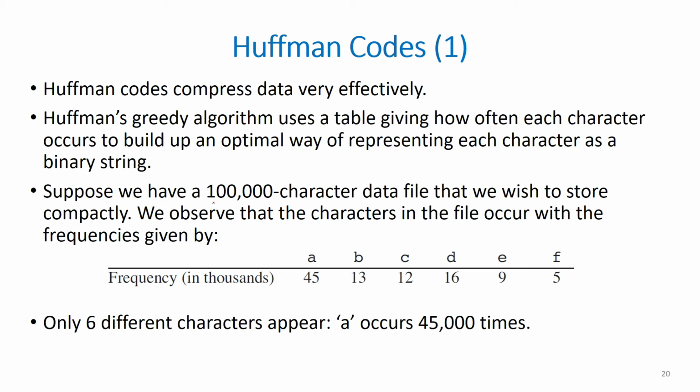As an example, say you have a file with 100,000 characters in it. Let's say the characters used in the file are A, B, C, D, E, and F, and their frequencies, that is the number of times they appear in the file, are given in this table. So A appears 45,000 times, B appears 13,000 times, C 12,000 times, D 16,000 times, E 9,000 times, and F 5,000 times. So the sum of all this would be 100,000 characters.